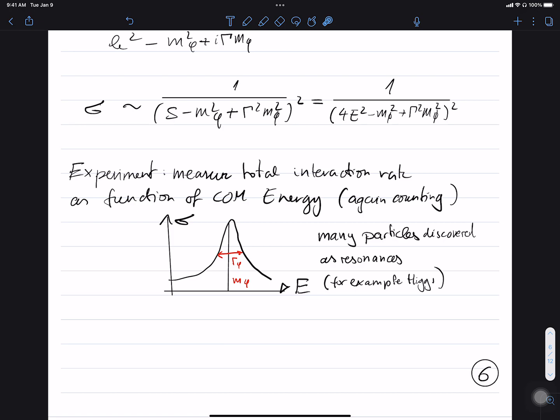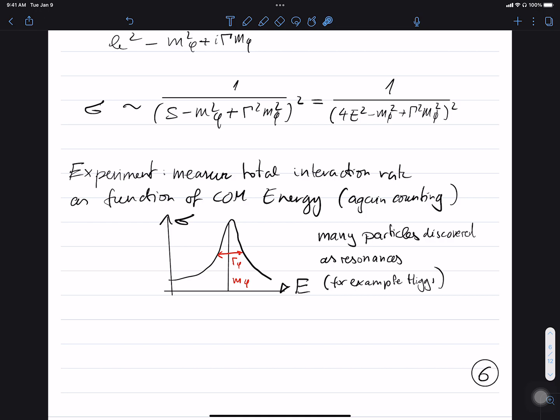So if one does experiments in the laboratory of scattering of those particles, for example, we can plot the total cross-section as a function of the energy, and you will find that this has a shape similar to a bell curve, which has a maximum around the mass of phi. This is also how particles in laboratory experiments are often discovered, like the Higgs particle was discovered this way, as a resonance of the interaction cross-section.